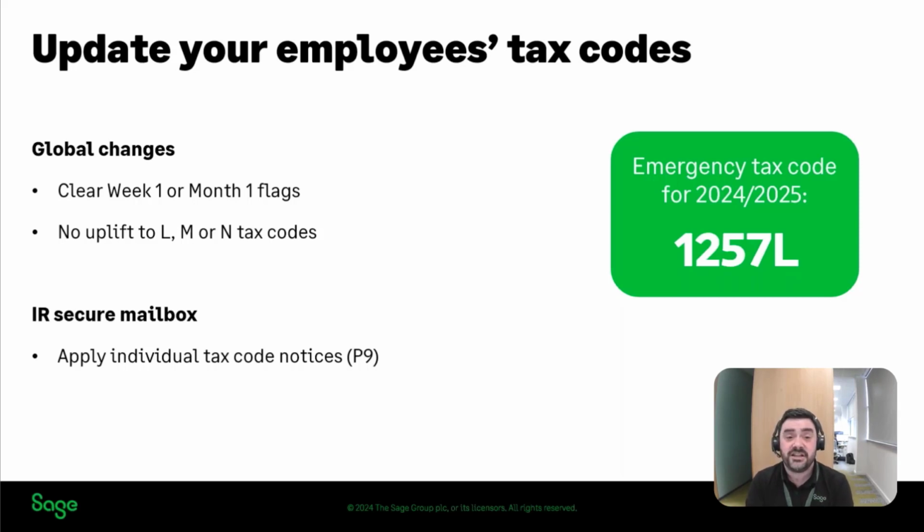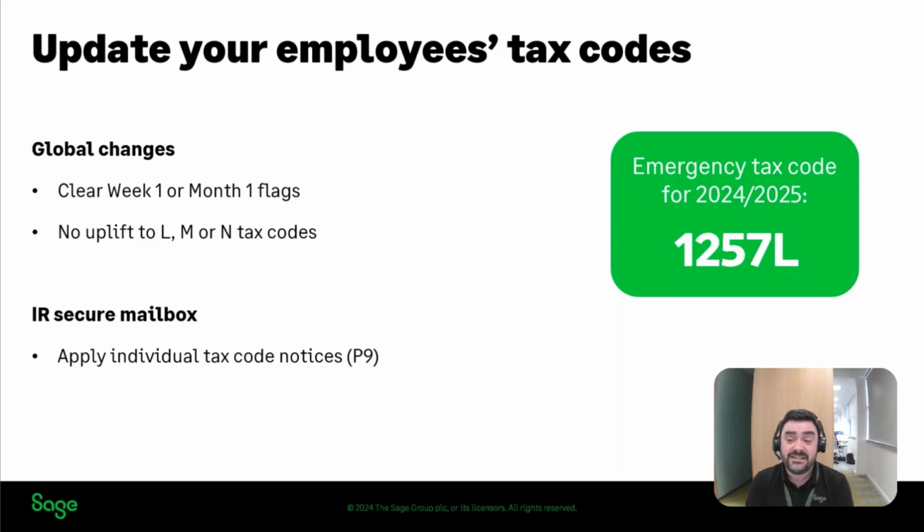Now, because the personal allowance has been frozen, it remains at £12,570 per year. It means that there's no uplift required to tax codes ending L, M or N. And the emergency tax code for 2024 to 25 will remain at 1257L, and that represents the frozen personal allowance.